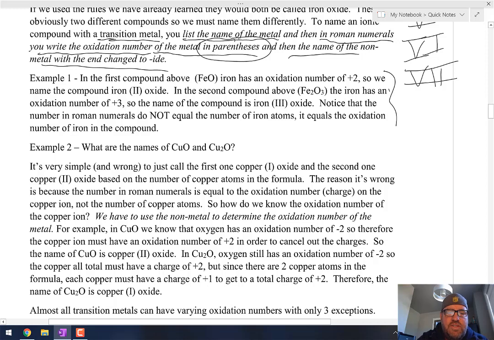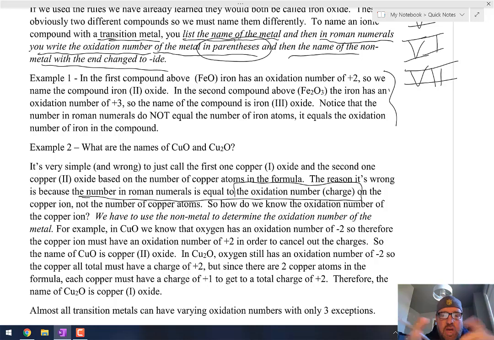So I just talked about both of those. What are the names of CuO and Cu2O? It's very simple and wrong to just call the first one copper 1 oxide, and the second one copper 2 oxide, based on the number of copper atoms. You don't base it on the number of atoms in the chemical formula. The reason it's wrong is because the number in Roman numerals is equal to the charge or the oxidation number on that copper ion, not the actual number of copper atoms.